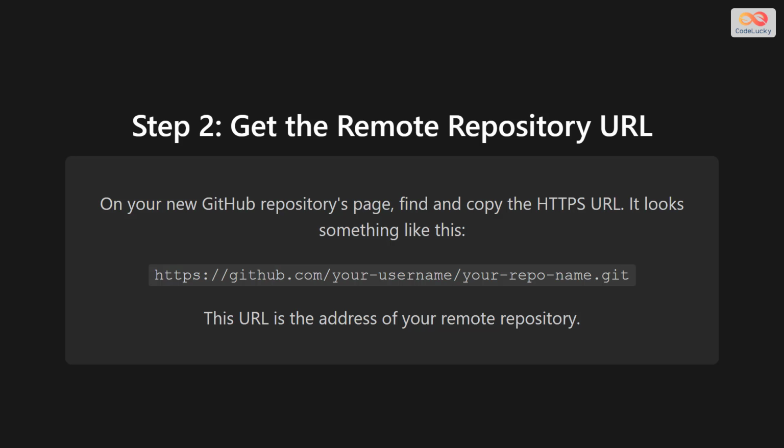Once your empty repository is created on GitHub, the next screen will show you a URL. You should copy the HTTPS version of this URL. This unique address points directly to your remote repository on GitHub's servers. We will need this address for the next step.